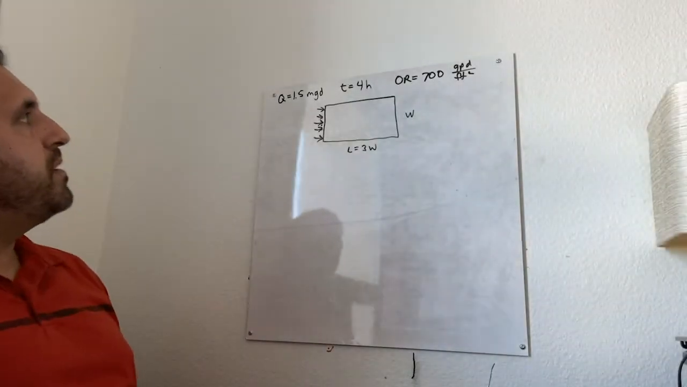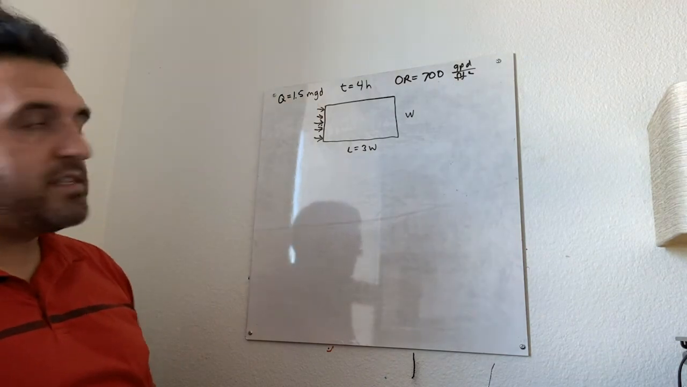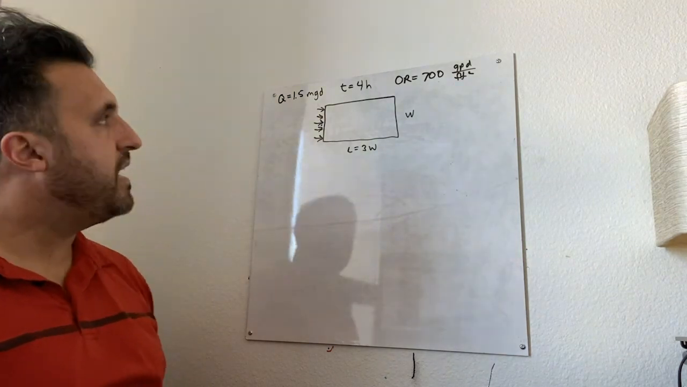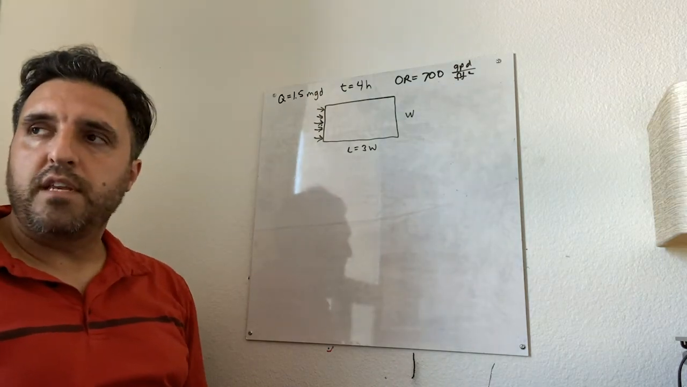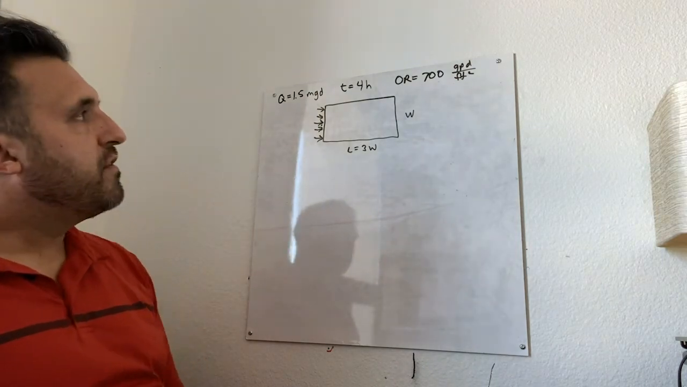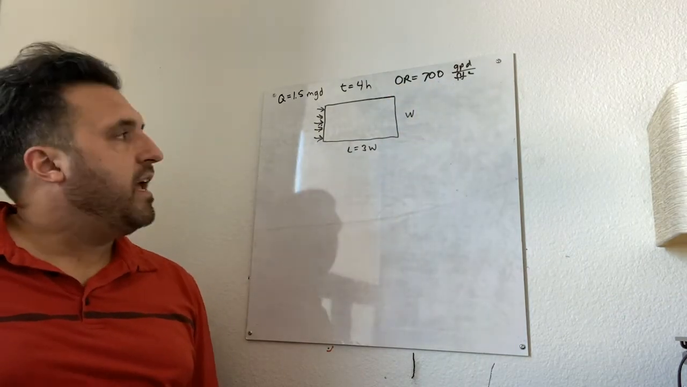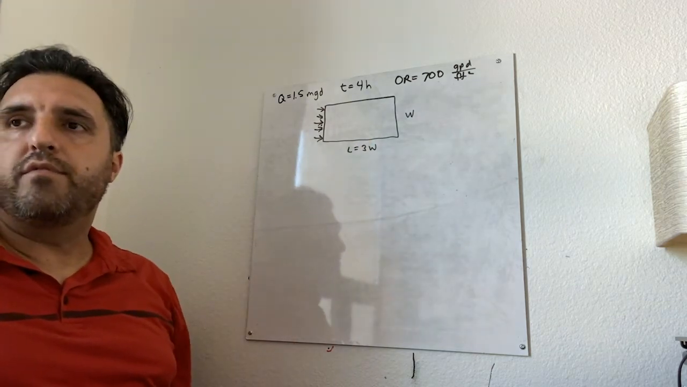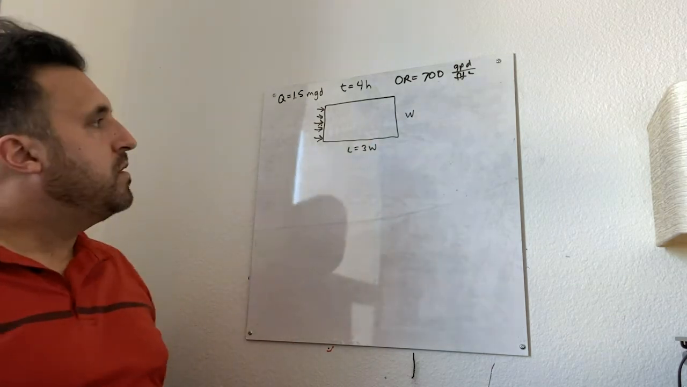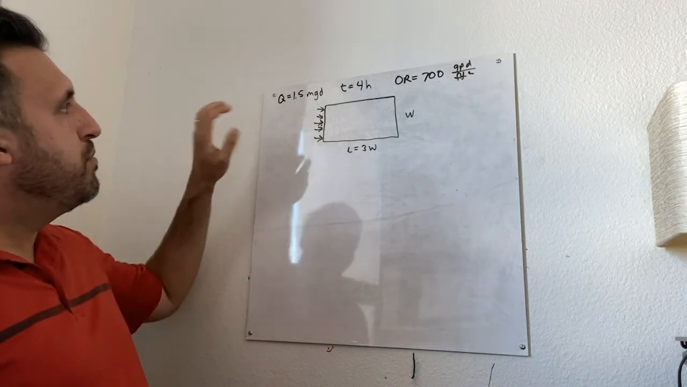All right, so for this problem, we've got a flow rate that we're going to use for design of a sedimentation basin of 1.5 million gallons per day. We've got a retention time of 4 hours that we need to achieve. We've got an overflow rate of 700 gallons per day per square foot. And we're told to try to achieve a length to width ratio of approximately 3 to 1. So this is the starting point for our design.